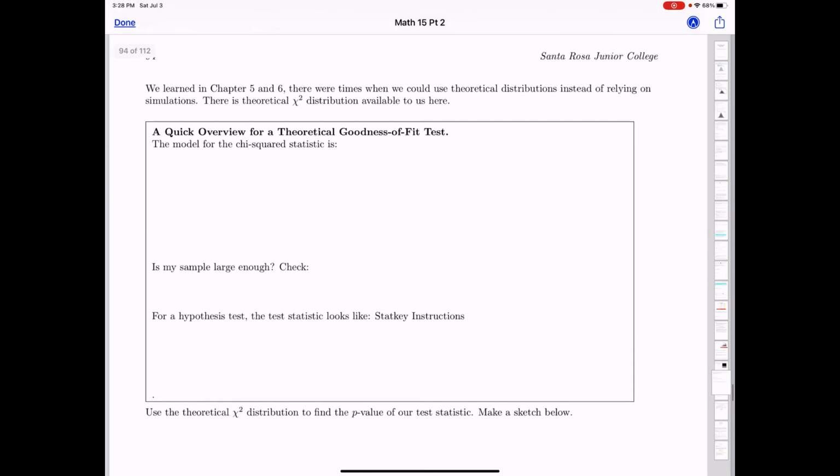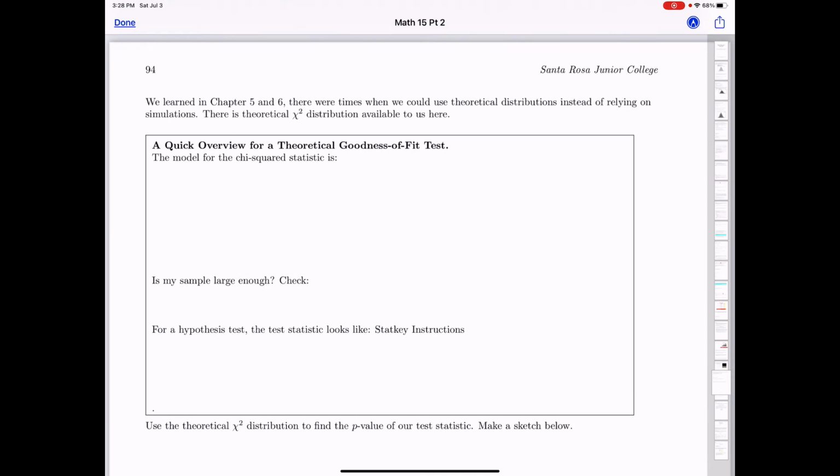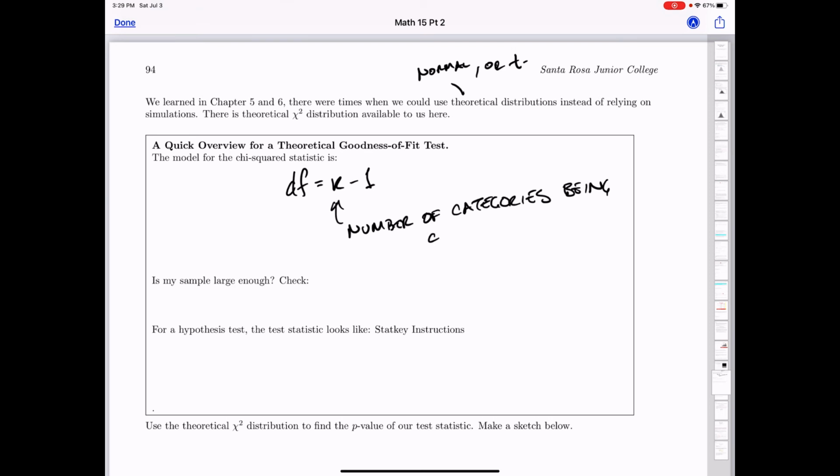Okay, now we learned in chapters 5 and 6 that you can also use theoretical distributions. And by that I mean the normal or the t distribution, instead of relying on these simulations, which we just saw the randomization distribution is. And there is a theoretical chi-square distribution that we can use. All right, so the model of a chi-square statistic is dictated by the degrees of freedom, which is k minus 1, where k is the number of categories being considered.